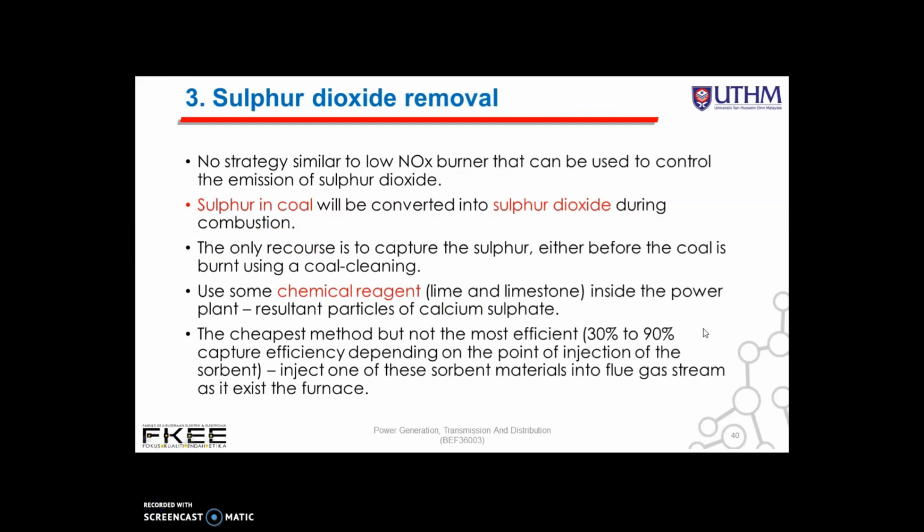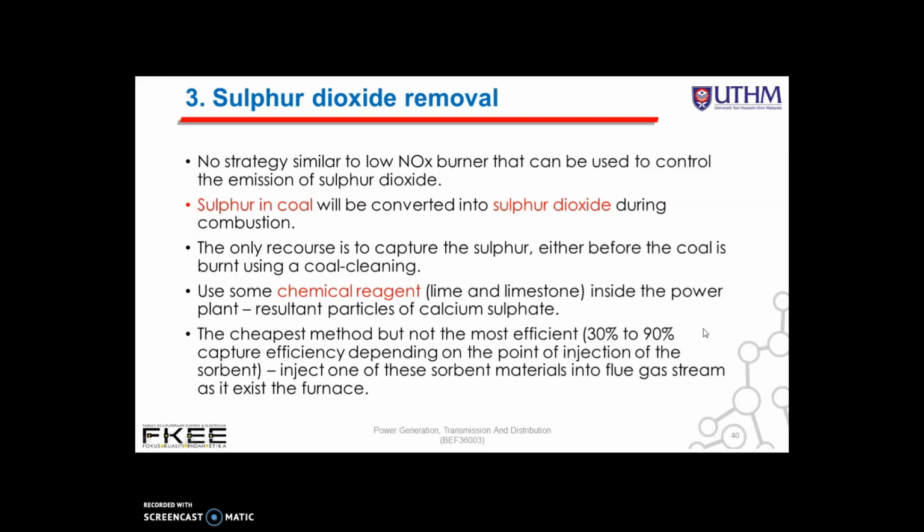The third one is the sulfur dioxide removal methods that have been developed. There are no strategies similar to the low nitrogen oxide burner that can be used to control the emission of sulfur dioxide. Sulfur in coal will be converted into sulfur dioxide during the combustion process. So the only recourse is to capture the sulfur, either before the coal is burnt using coal cleaning.